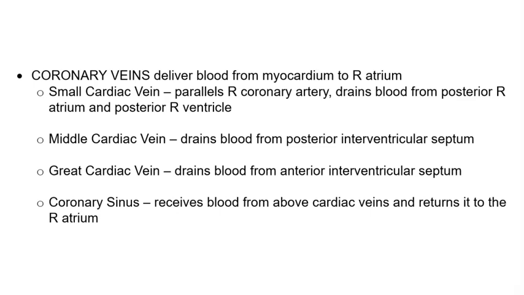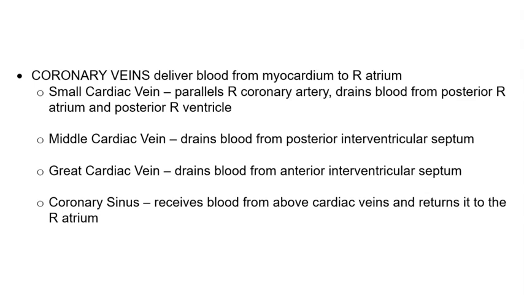The small cardiac vein parallels the right coronary artery and drains blood from the posterior aspect of the right atrium and the posterior aspect of the right ventricle. The middle cardiac vein drains blood from the posterior interventricular septum. The great cardiac vein drains blood from the anterior interventricular septum.